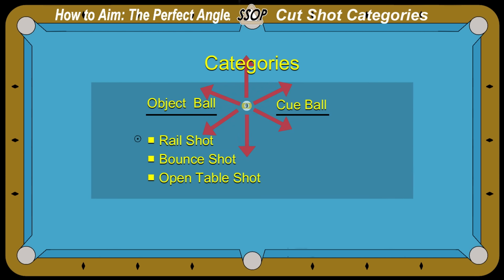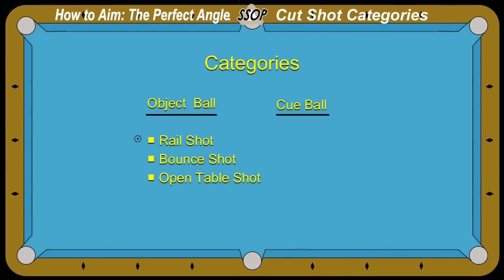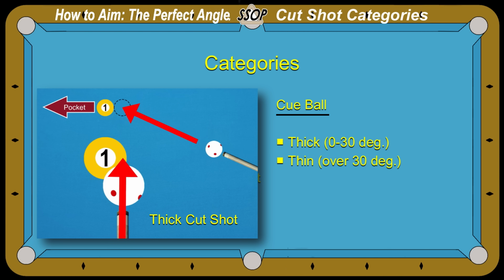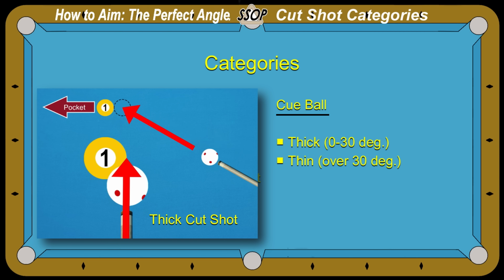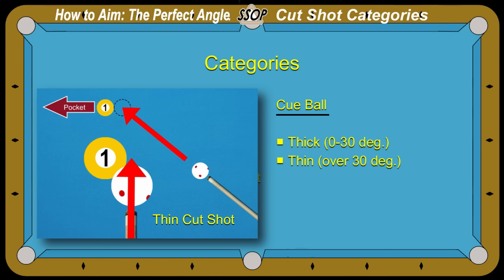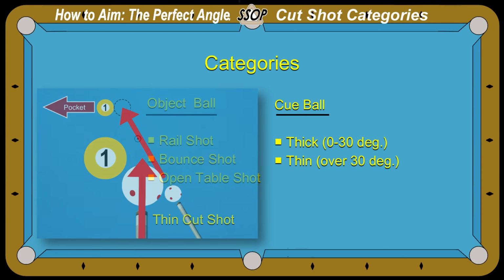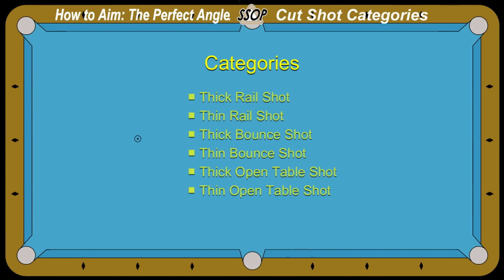For each of the three general object ball positions, the relative cue ball position can be divided into thick and thin cut shots. Thick cut shots are from 0 to 30 degrees. With thick cut shots, your cue tip is always pointed at some part of the object ball. Thin cut shots are 30 degrees or more. With thin cut shots, your cue tip is always pointed past the edge of the object ball. So now you have 6 different categories of shots to practice.